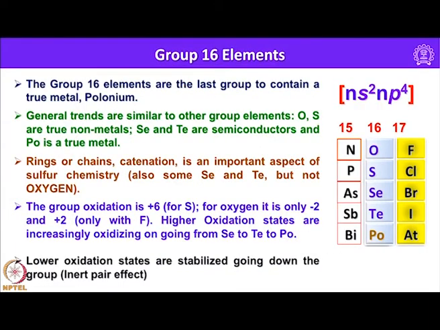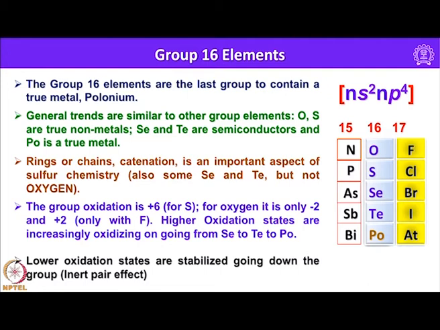Group 16 has ns2np4 electronic configuration. Of course, the group oxidation state is -2, and it can also go up to +6 in the case of sulfur. Oxygen shows only -2, and it shows the +2 oxidation state only when it is combined with fluorine. Oxygen is the second most electronegative element in the periodic table next to fluorine, and lower oxidation states are stabilized in the case of heavier group 16 elements because of the inert pair effect.